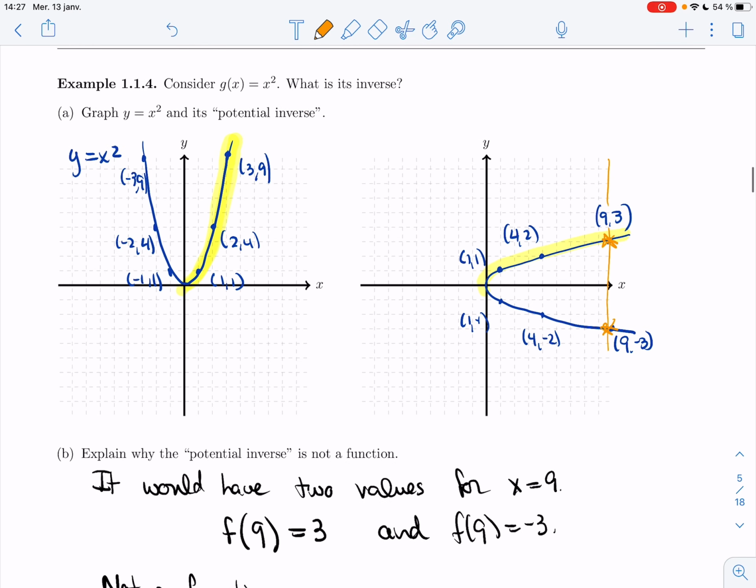While here, I'll draw the equivalent one, the corresponding one to x equals 9. So this is y equals 9. This one intersected at 2 points.